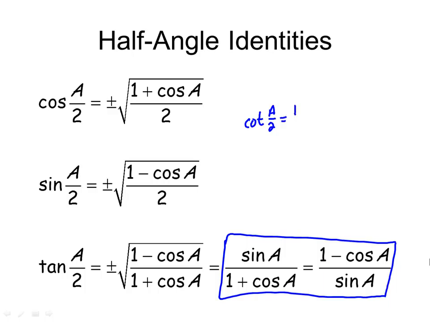So it's going to be 1 plus cosine of A over sine A, which is also equal to sine A over 1 minus cosine of A. It's just because cotangent is the inverse of tangent. So you can add that one to your cheat sheet if you need to, or just know that it is there. And so your cotangent of a half angle is just going to be the inverse of your tangent of a half angle.